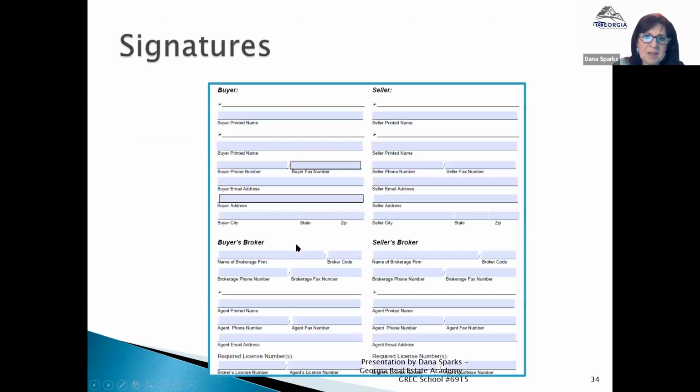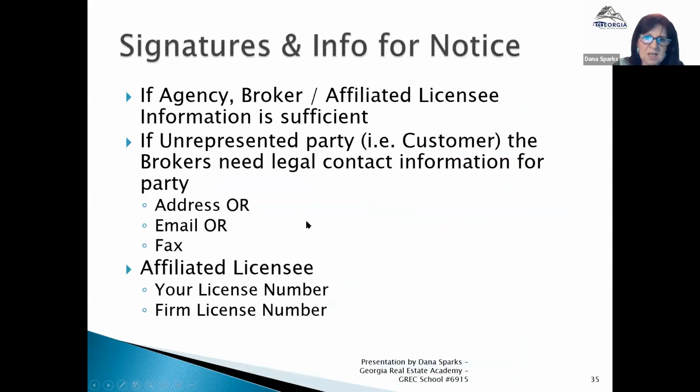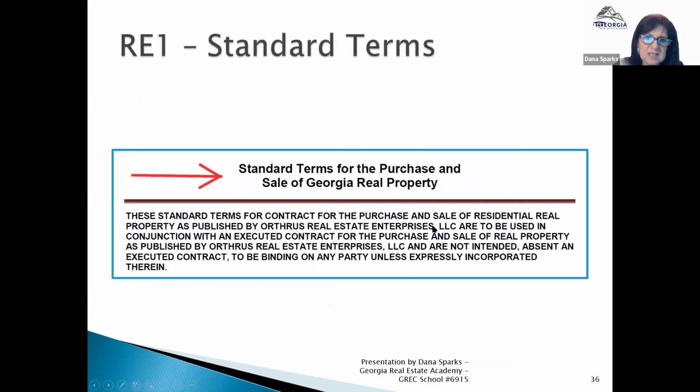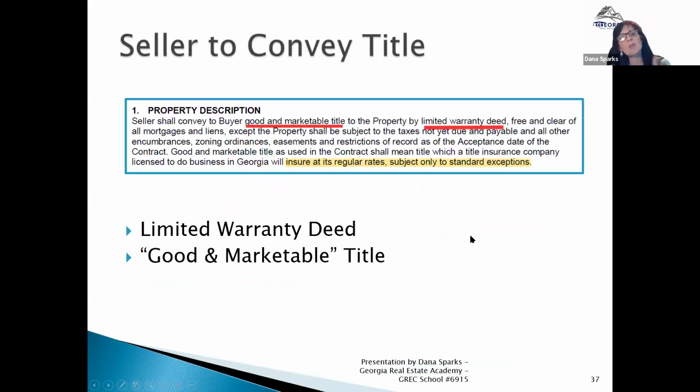All right, we've already talked about this, about the RE standard terms, and here's where you sign it. Standard terms. Okay, I've already talked about a lot of these things in the standard terms, but just so you know a little bit more about what is there, we've got 15 minutes. So just a little bit more about what is in here. The type of title that is conveyed is good and marketable title by limited warranty deed. Good and marketable is defined here, I'm in the standard terms now, as insurable by a title company licensed to do business in Georgia at its regular rates, subject only to standard exceptions.